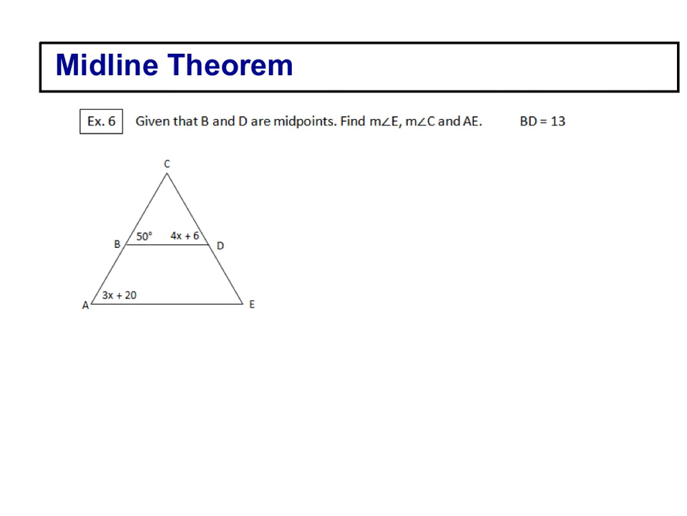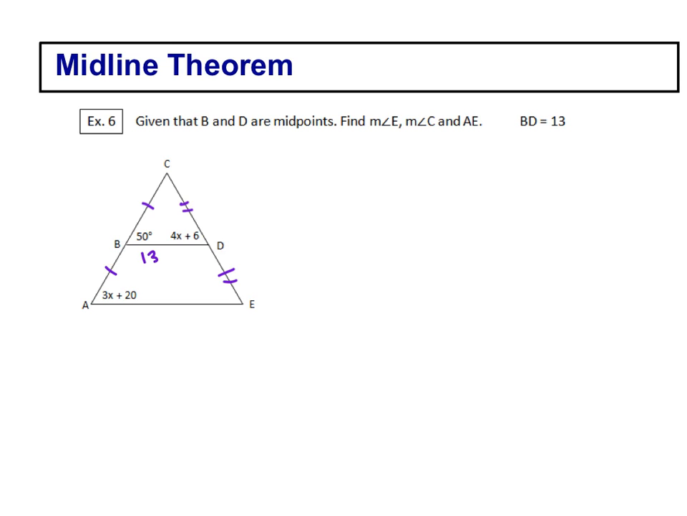All right, now we're going to do an example using the midline theorem. Again, that's a theorem where if B and D are midpoints, there are two things that we can assume about this midline right here. So, given that B and D are midpoints, what that means is that these two are congruent and these are congruent. Find the measure of angle E, the measure of angle C, and AE. And they also told us that BD equals 13.